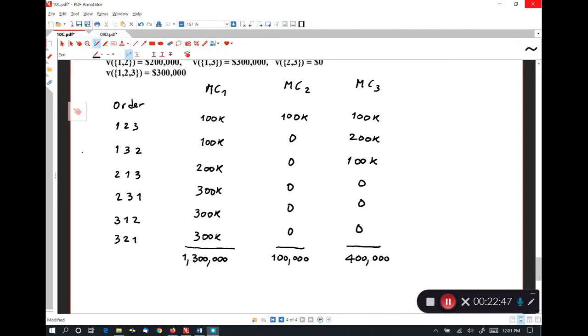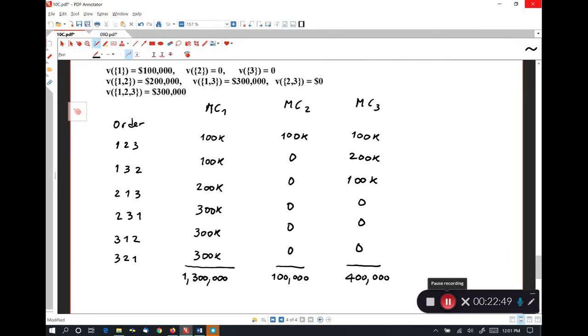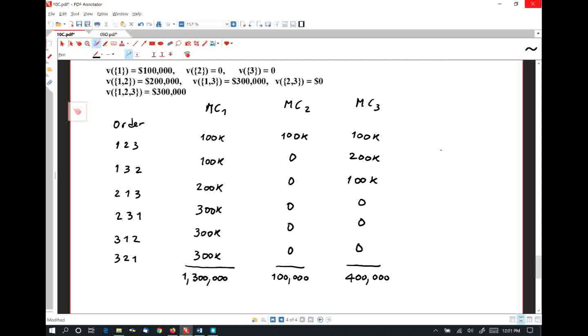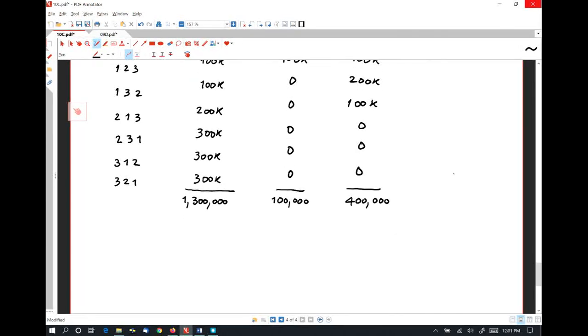Okay, so here are the calculations, the usual 6 orders of arrival, and player 1 is the landowner, player 2 is the industrialist, and player 3 is the real estate developer. For each order of arrival, I've written the marginal contribution of each player, and now finally we get that the Shapley value is as follows.